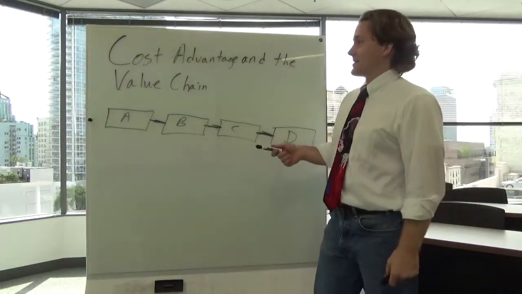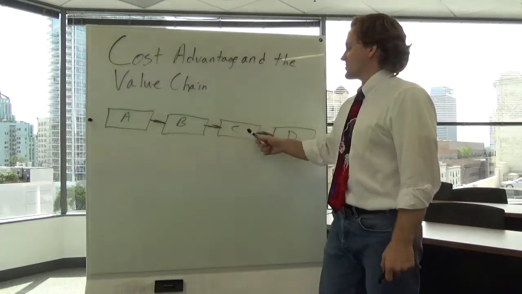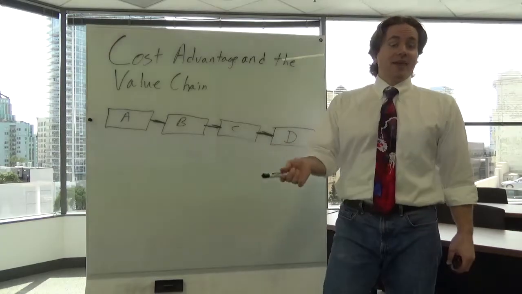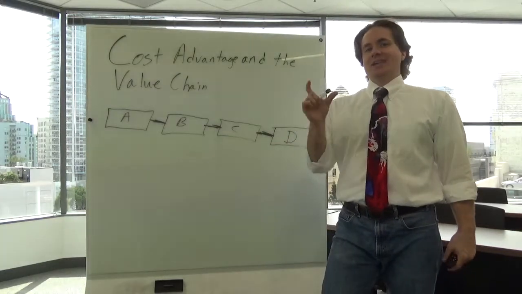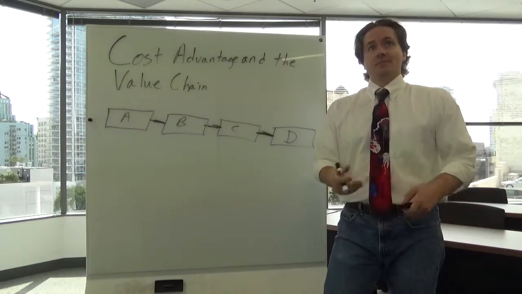And on the flip side, you could say this firm is the worst at producing tires, but they're so good at windshields, doors, and putting it together that they actually have a cost advantage. What you need to look at is the total cost of the final product or service.